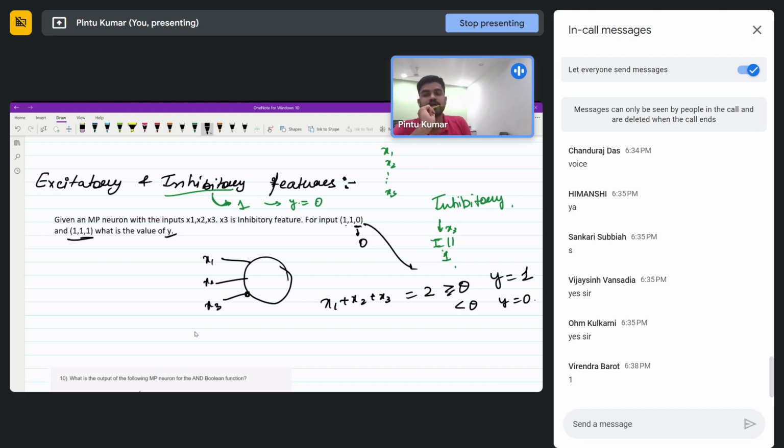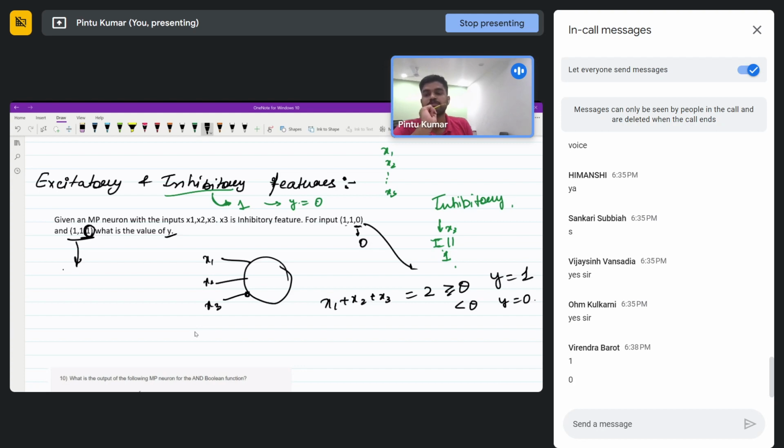Now, if we look at the second input, this is 1, 1, 1. Now my inhibitory feature, x3, is 1. So this would simply mean that my y is equal to 0. No matter what other values are, even if you look, the first two values in both the inputs are exactly the same, but just because of the last entry, my y can change. Yeah, Viren, that was the correct answer.